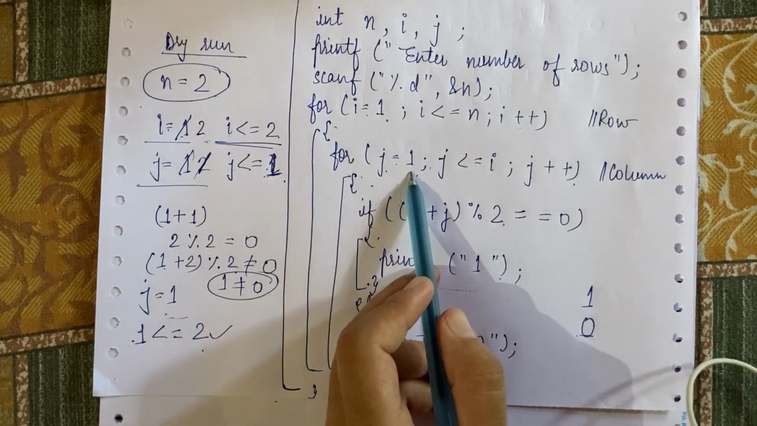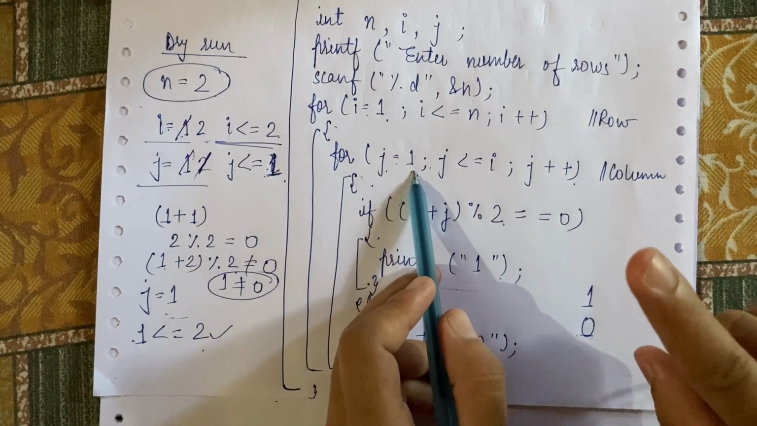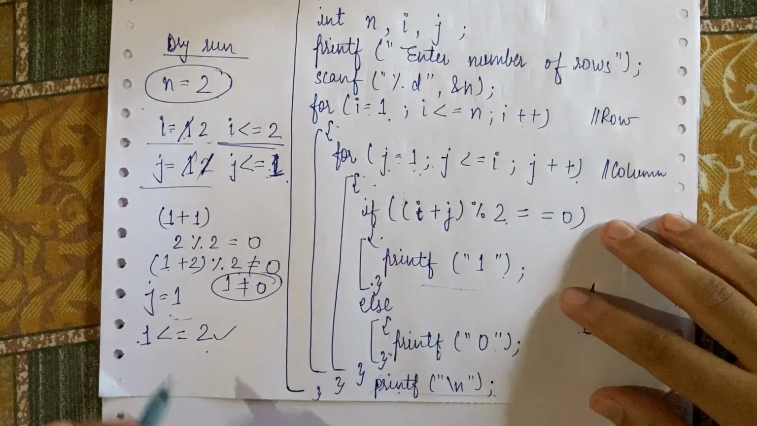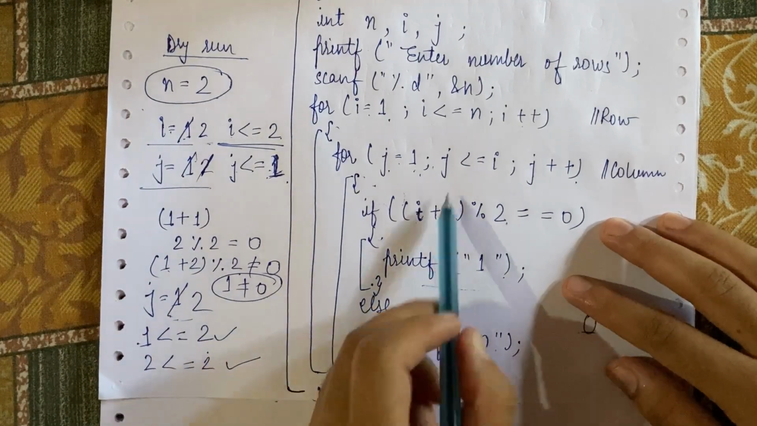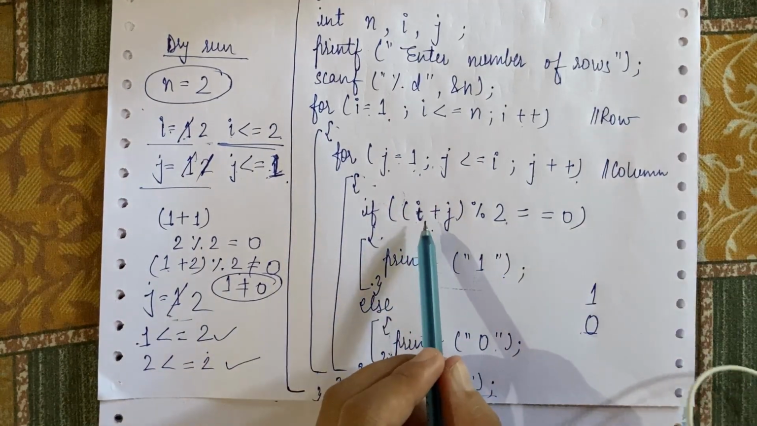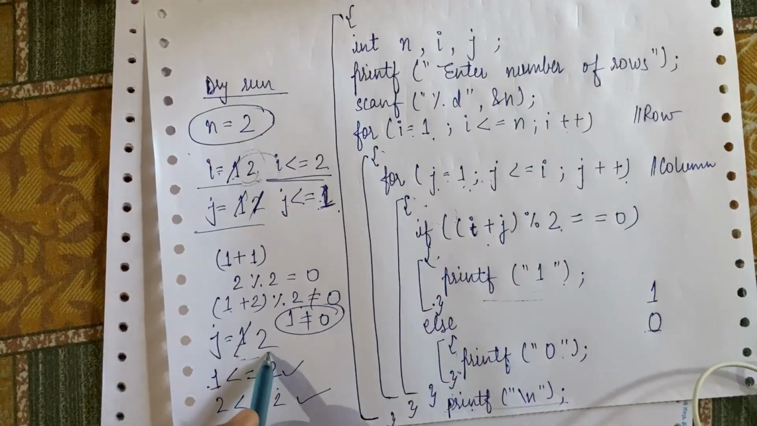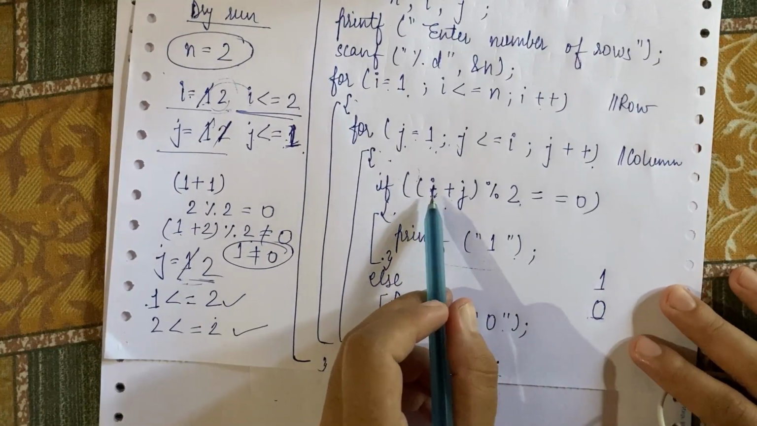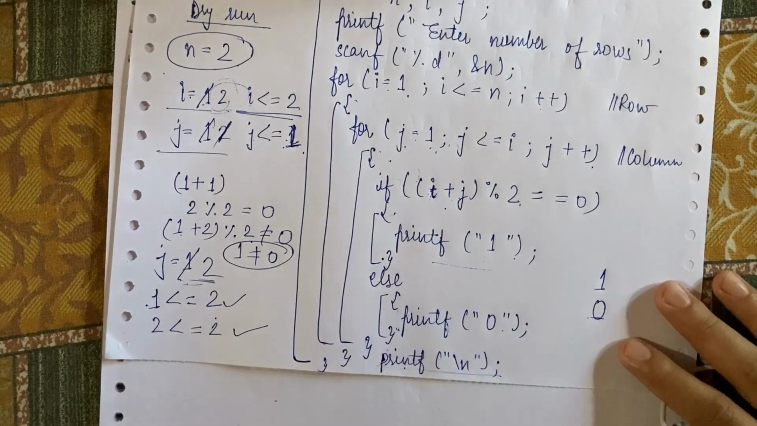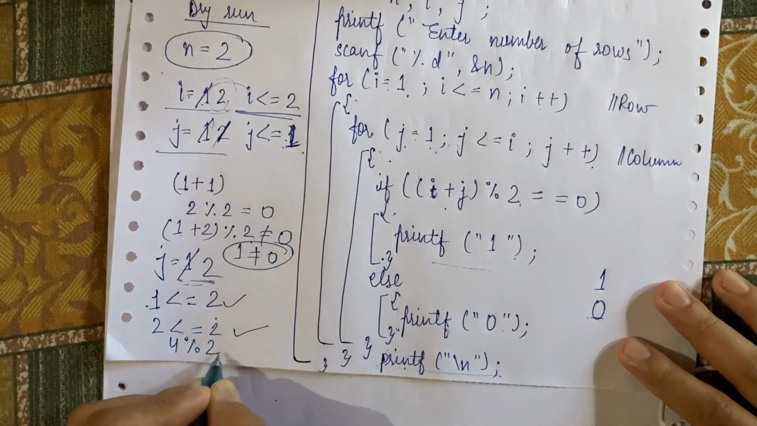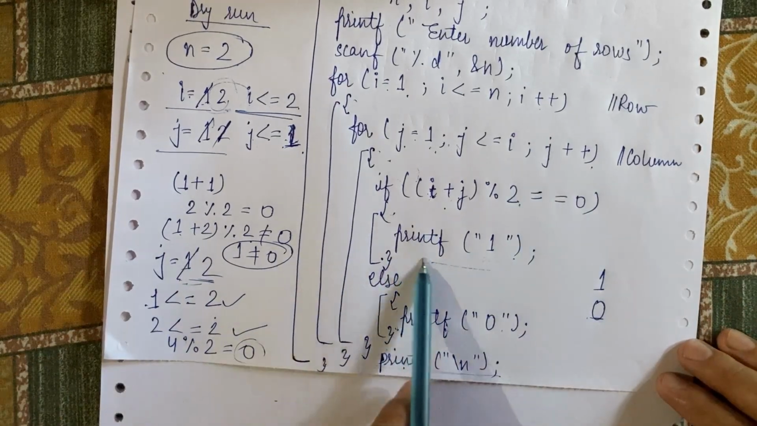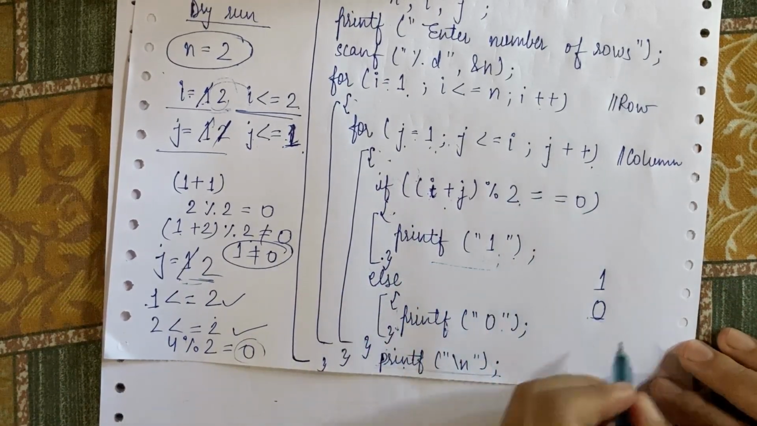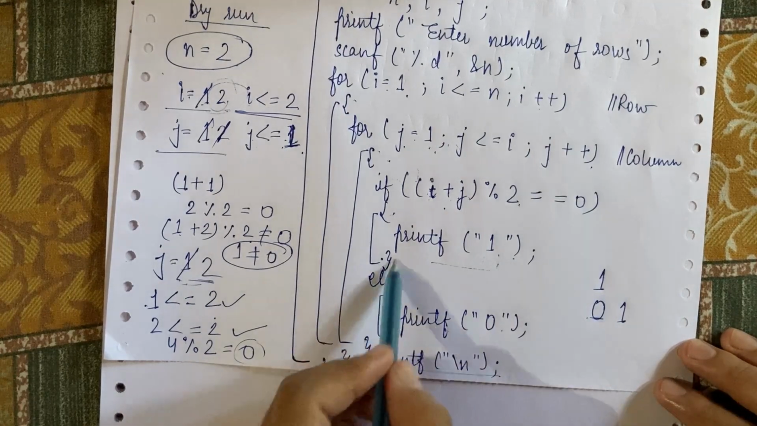Again the value of j will be incremented by 1, so j is equal to 2. 2 less than or equal to 2, the condition is true. We'll get inside of this loop. What is the value of i? It was 2, and the value of j is 2. So here we have 2 plus 2, that is 4. 4 mod 2 is 0. That means 0 is equal to 0, the condition is true. So the if condition will print 1. It will not check the else part.